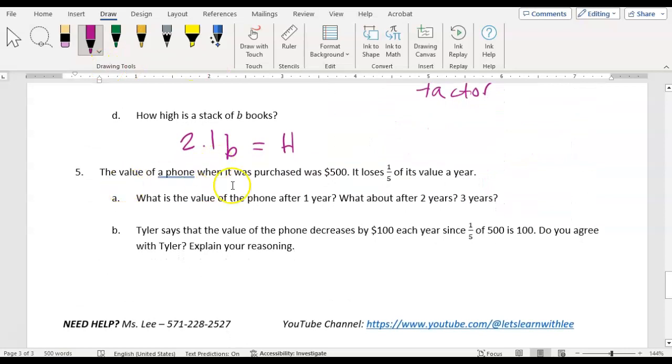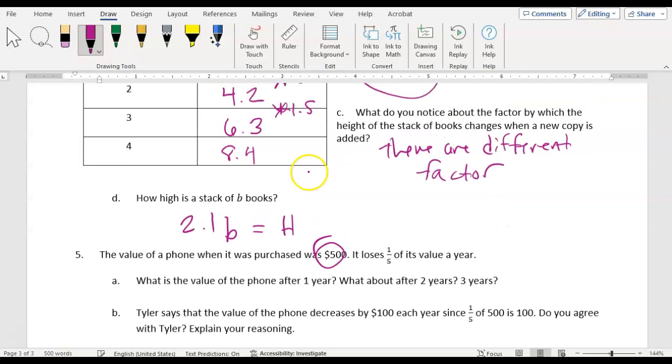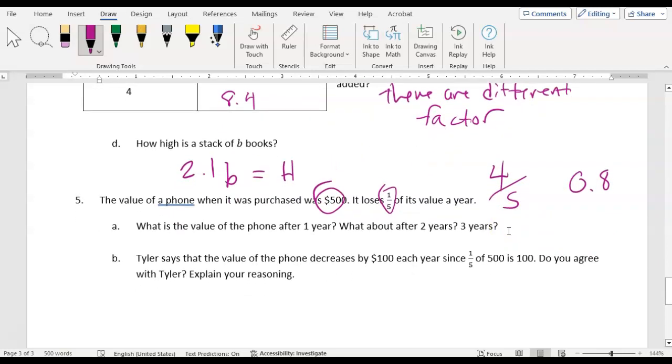All right, the value of a phone when it was purchased was $500. This is review. It loses a fifth of its value each year, which means that 4/5 remain, or 0.8, or 80%, remains. What is the value of the phone after 1 year? So that would be 500 times 0.8, or 4/5 of that. You can go ahead and calculate that on your own.